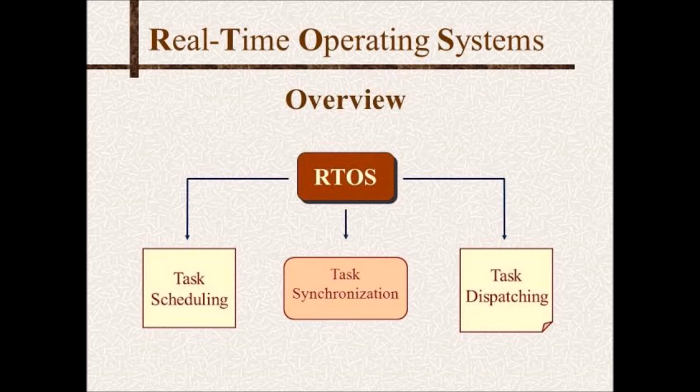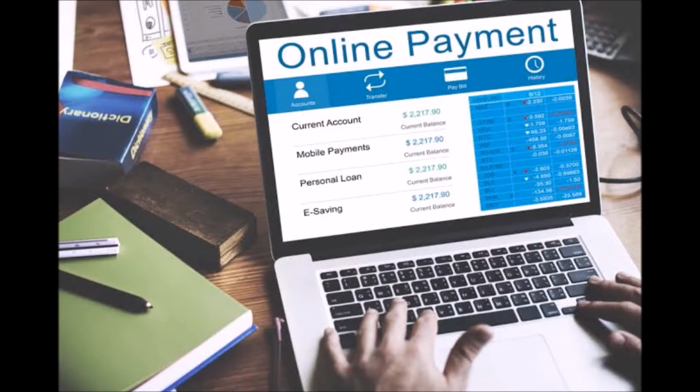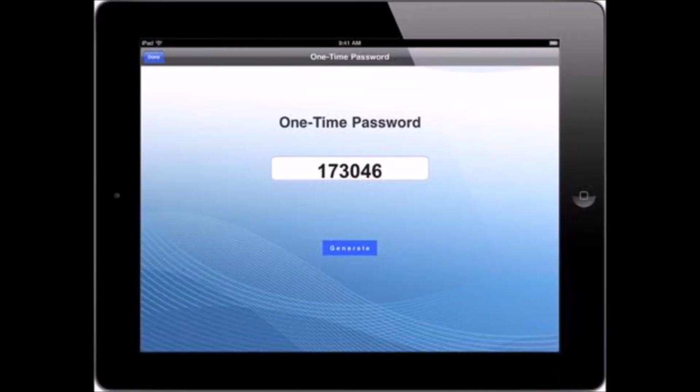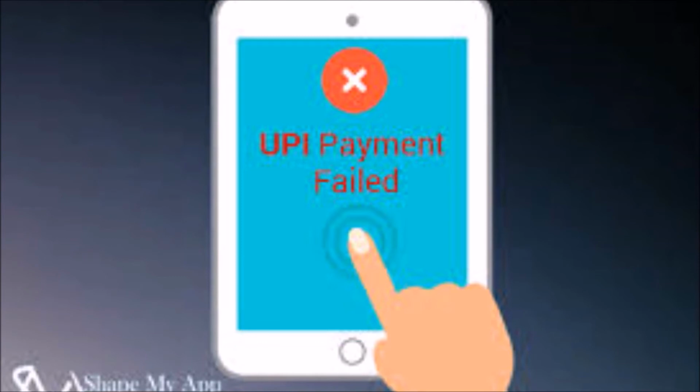Let us understand RTOS, real-time operating system, with an example of online payment through banks, in which the user has to input data within a time bound. Whenever you receive an OTP, one-time password, you have to enter it within 10 minutes. If it is late or takes more time, then the input will be invalid and the process will fail.